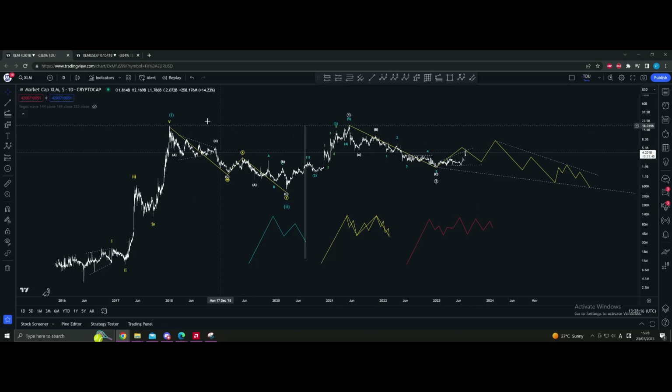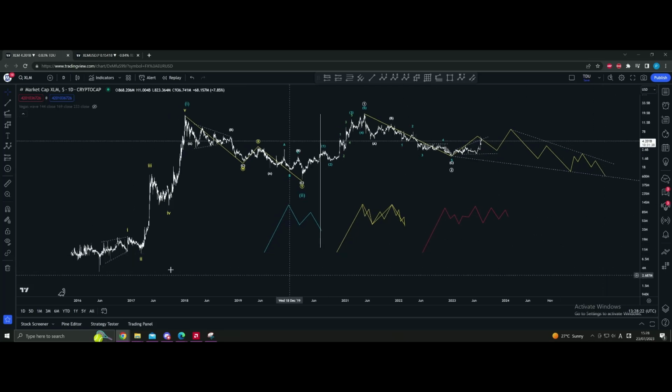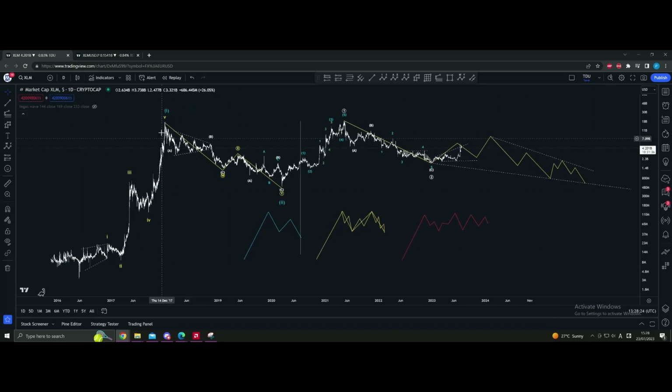So let's take a look at the XLM. I'm gonna take a look at this chart since the beginning of time and confirm that the first impulsive wave ended here, which is pretty obvious.